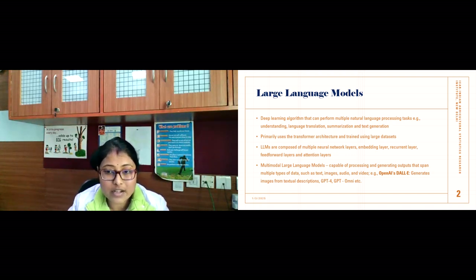Then there comes the embedding layer. There are recurrent layers, feed forward layers, and attention layers. So different large language models are made of different combinations of these different layers.